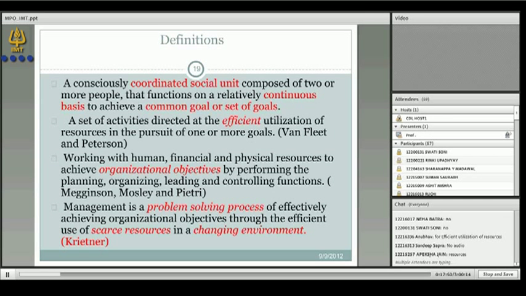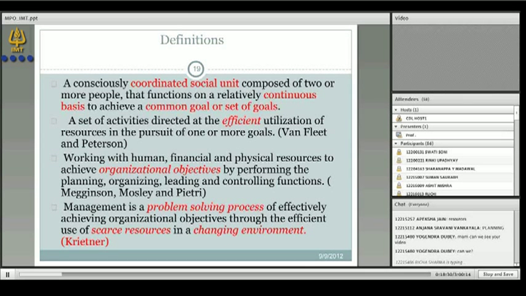However, management is a vast field that extends beyond the corporate milieu. In the sense, we are looking at not just the business organizations, we are looking at any institution which employs people for the service of society, for the service of mankind. So how do they actually work efficiently? It's with the human, financial and physical resources to achieve organizational objectives by performing the planning, organizing, leading and controlling functions. Right?